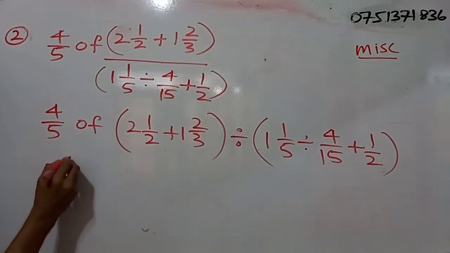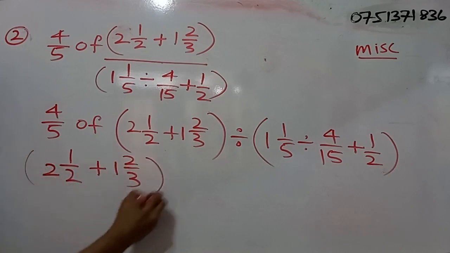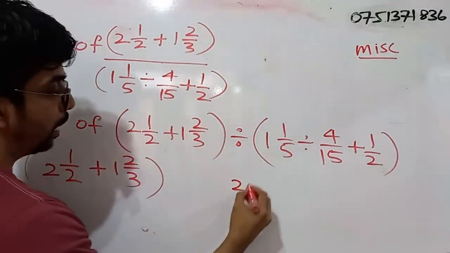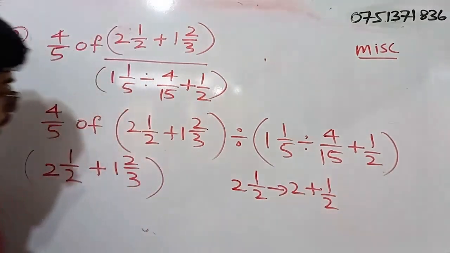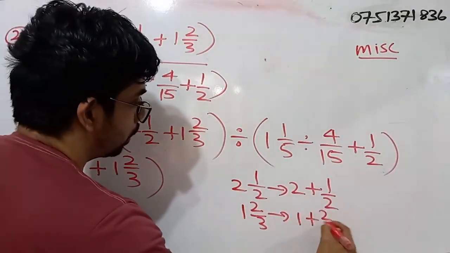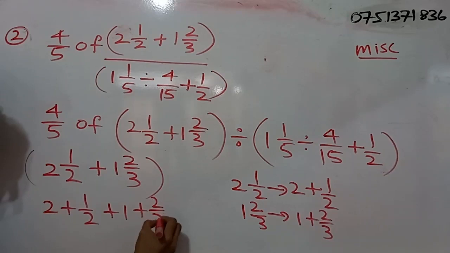2.5, I am going to add 1 and 2 by 3. Right? So 2.5 means what? And also we can use the short method here. We know that 2.5, we can break this into 2 plus half. And in the same manner, we can break 1 and 2 by 3 into 1 plus 2 by 3. This means 2 plus half plus 1 plus 2 by 3.